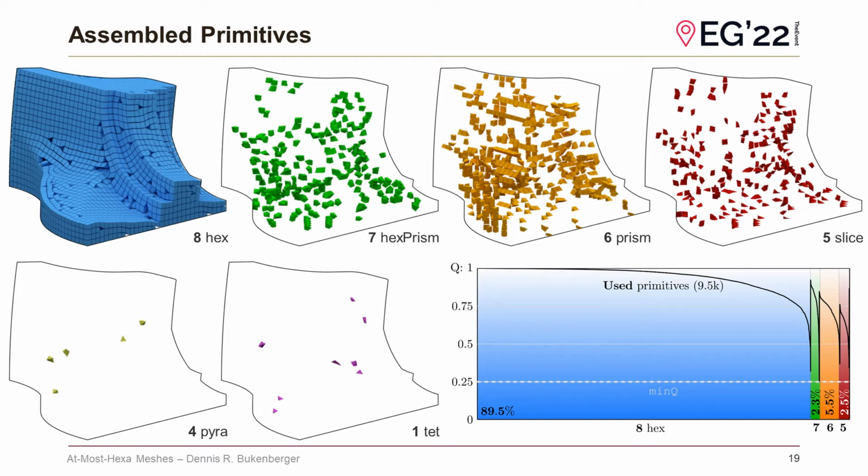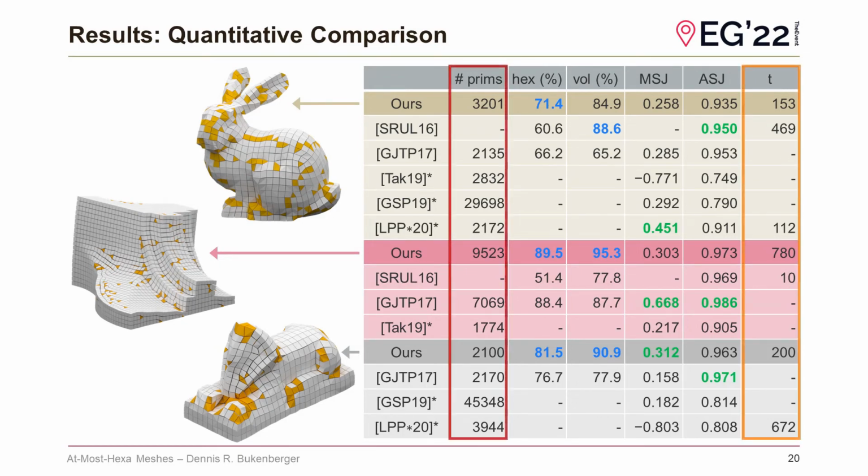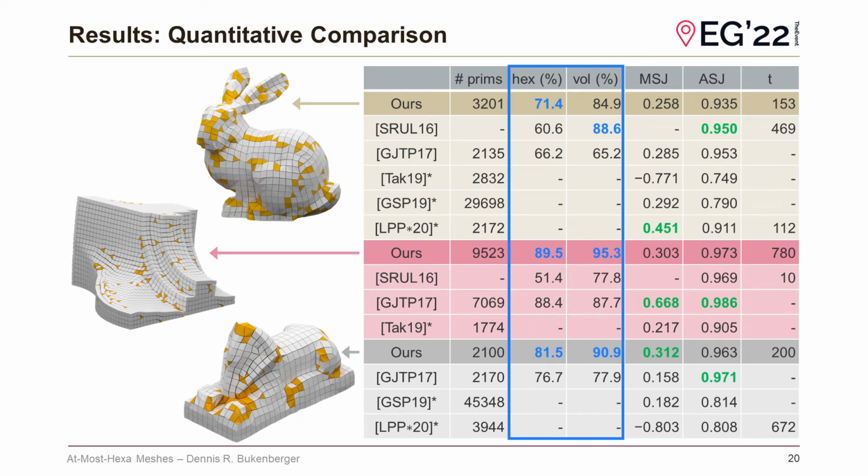Now let's compare some results to state-of-the-art methods. Here I have listed some numbers of 3 example objects. The table gives the number of primitives and the time for the computation. But more importantly in percent, the number of hexahedral elements and the volume they occupy. And for quality, the minimum and average scale Jacobian. And as we can see, we can definitely compete with the state-of-the-art.